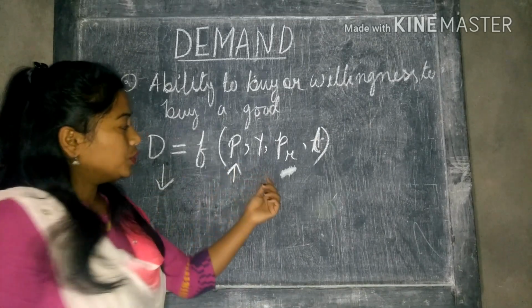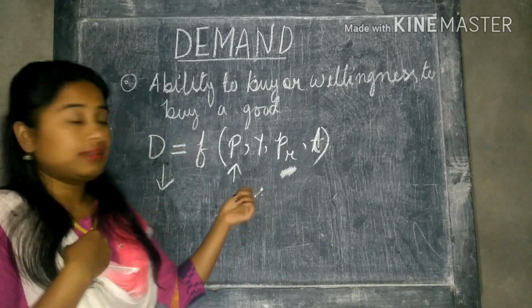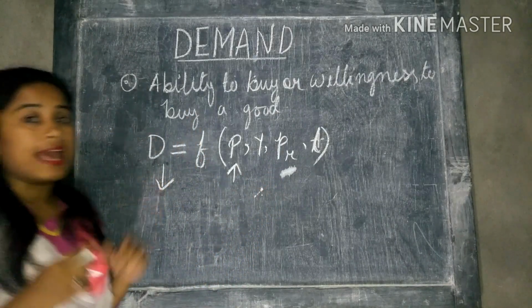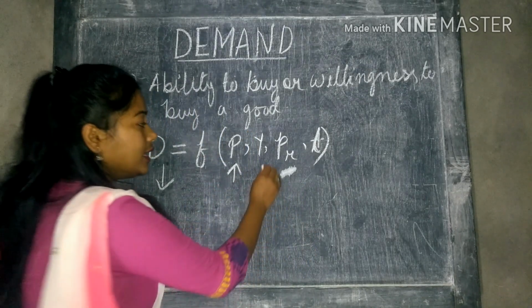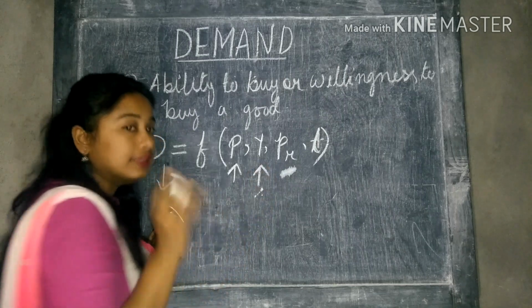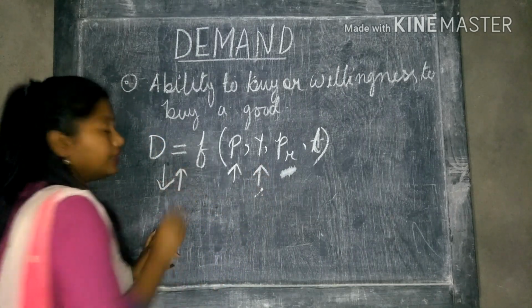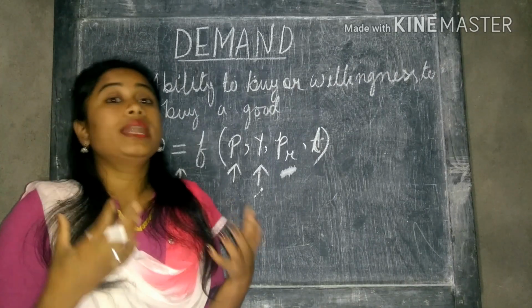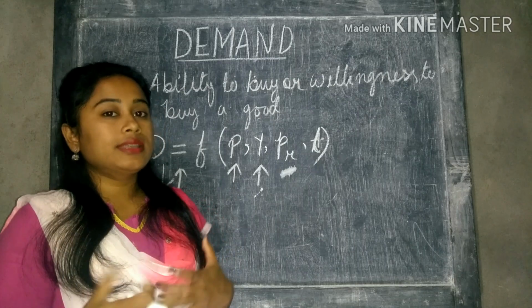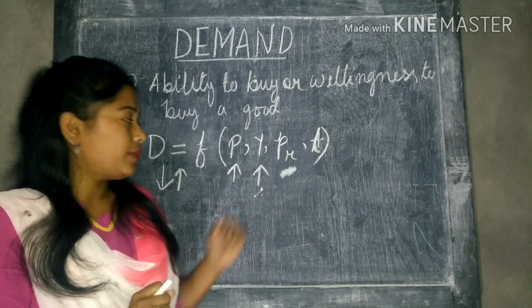Okay, now income of a person and demand for a commodity have positive relationship, direct relationship. If the income of a person increases, then demand for that commodity will also increase. Okay, because if income increases, then people have more money in their hand and their willingness or ability to buy that commodity will automatically increase.